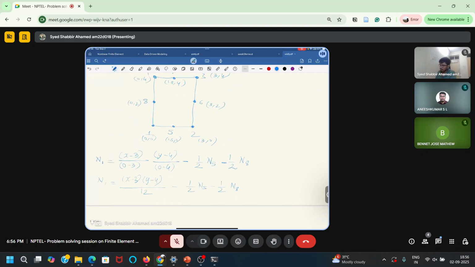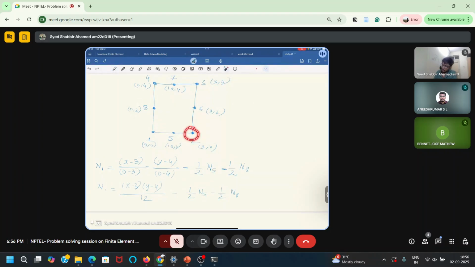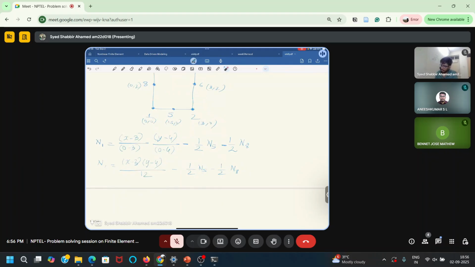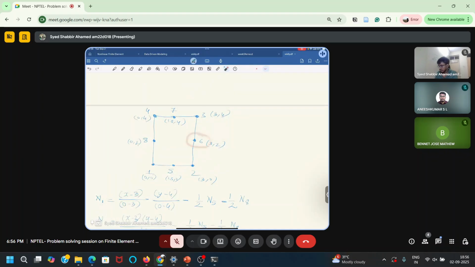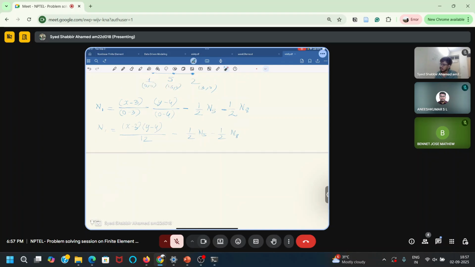So similarly you can do it for node 2, node 3, and node 4. For node 2, you will have additional terms of minus half N6 and minus half N5. For node 3, you will have additional terms of minus half N6 and minus half N7. For node 4, we'll have additional terms of minus half N7 and minus half N8. So similarly, we can do it for N2, 3, and 4.